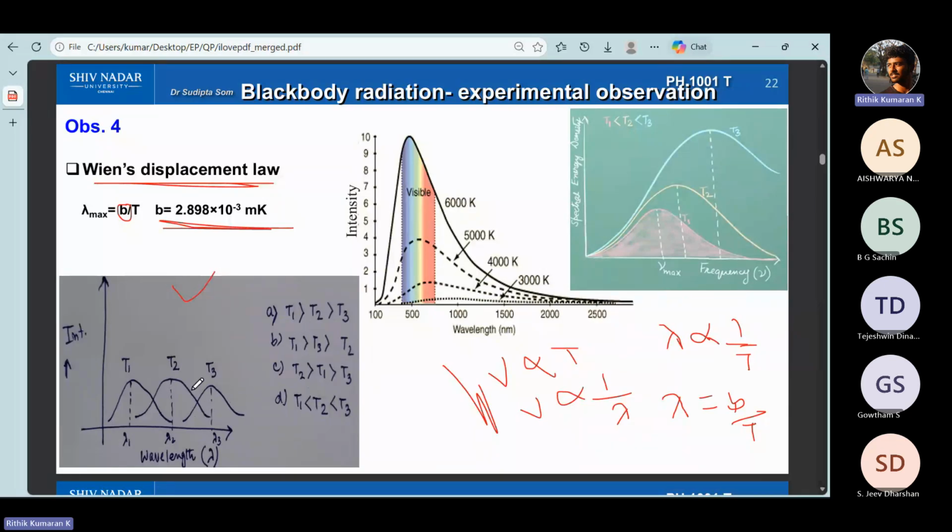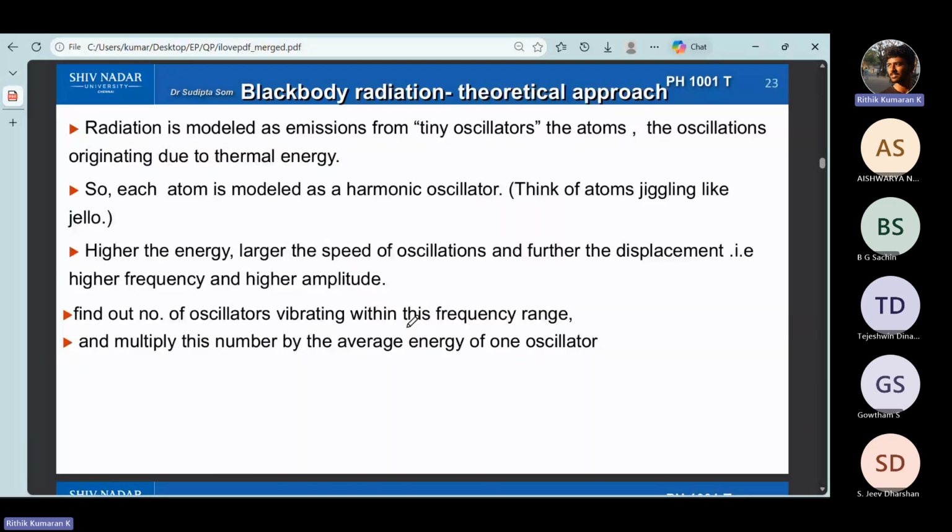As I said, the wavelength is inversely proportional to temperature. So which has the longest wavelength? Lambda 3. So it will have the lowest temperature. Which has the shortest wavelength? Lambda 1. So it will have the highest temperature, corresponding to T1. So option A, which is T1, T2, T3, with temperature 1 being the highest, is the correct one here. So this is a simple question.